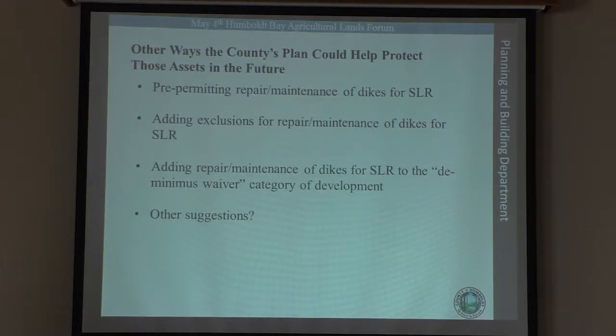So one of the things we're struggling with is how best to start to develop adaptation strategies. And some of the thoughts that we've come up with is trying to pre-permit, repair, and maintain dikes in anticipation of sea level rise. Adding exclusions for repair and maintenance of dikes for sea level rise, or adding repair and maintenance of dikes for sea level rise to the de minimis waiver category of development.